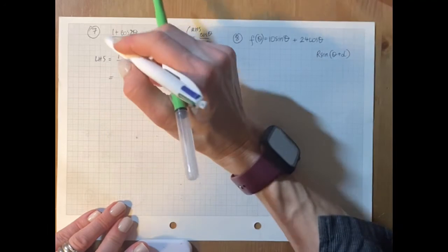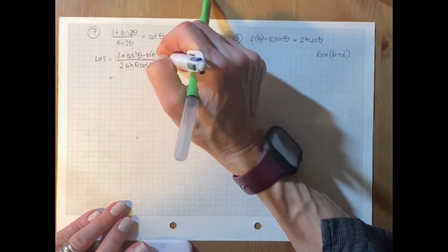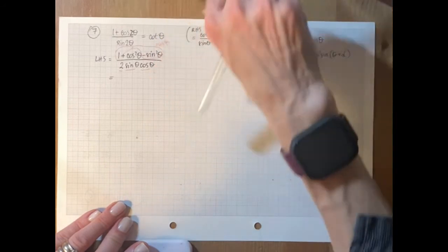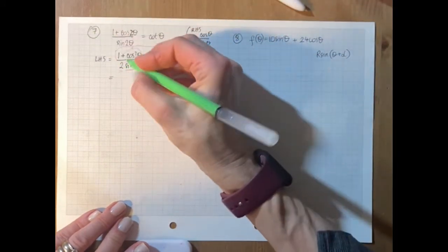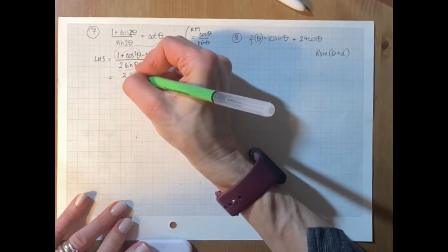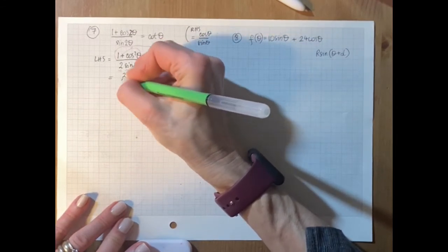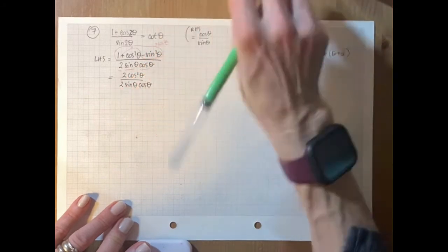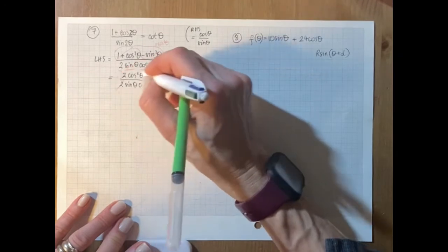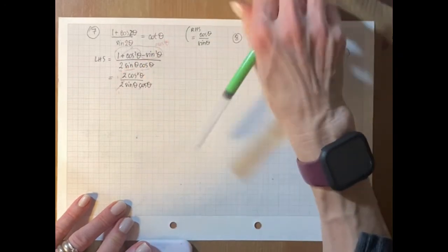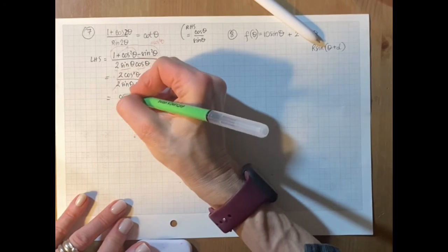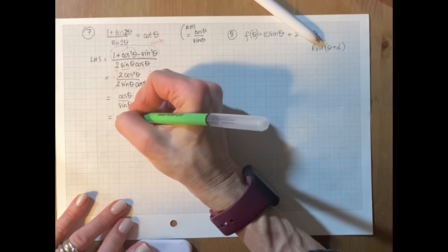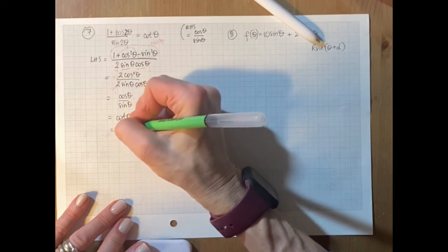So if you gather 1 minus sine squared theta, this is equal to cos squared theta. So you've got cos squared theta plus another cos squared theta, so it's 2 cos squared theta over 2 sine theta cos theta. Cancel the 2's and cancel the cosines. You're left with cos over sine, which gives me cot. Proven.